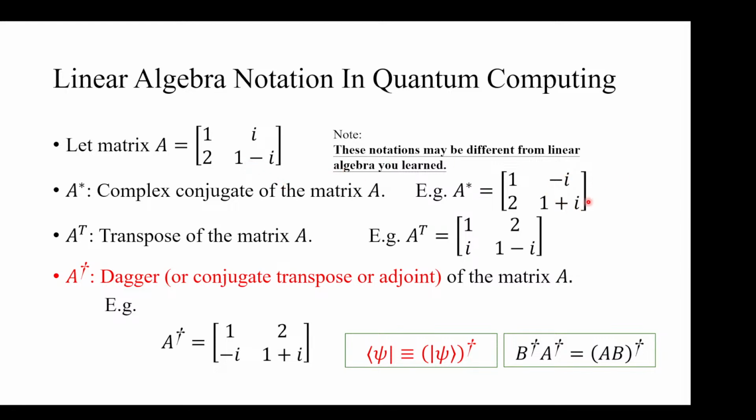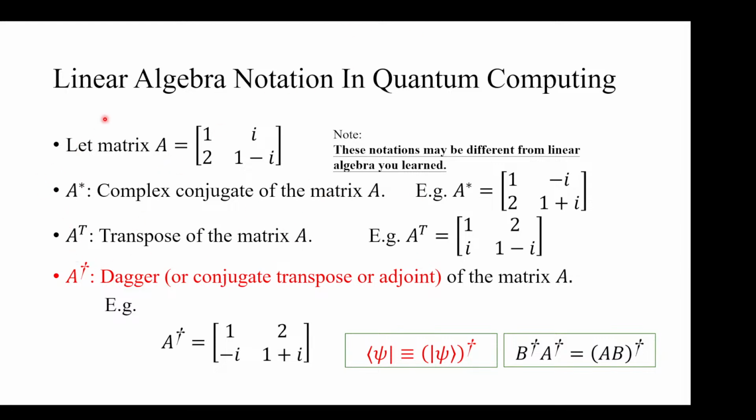The second one is something you should have learned in a linear algebra course. That's the transpose of the matrix, and it just means you flip around the diagonal. The diagonal elements stay the same, so 1 and 1 minus i stay the same, and 2 flips to the symmetric position, and i flips to here. So that is the transpose of your matrix.